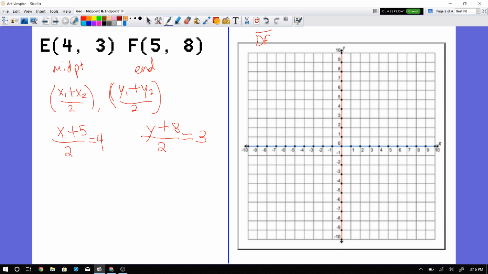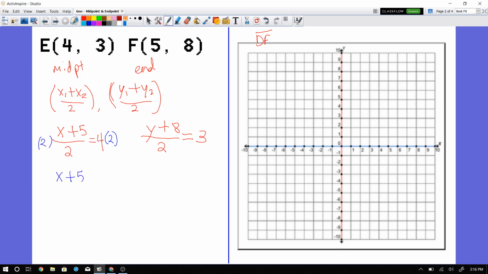Whenever there's nothing you can do on the top of a fraction, you have to think about, okay, well, how can I get rid of the division, dividing by 2? You would multiply both sides by 2. And honestly, this is going to happen 100% of the time when you're solving a midpoint formula backwards. You'll always be multiplying both sides by 2. And then it'll leave you with this.